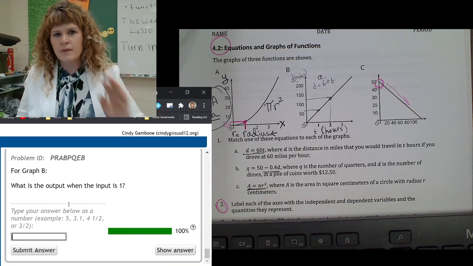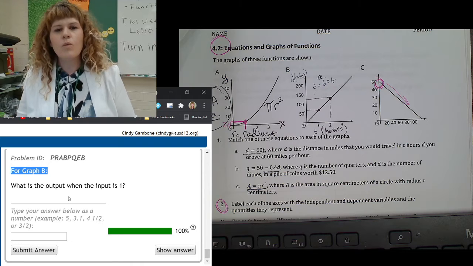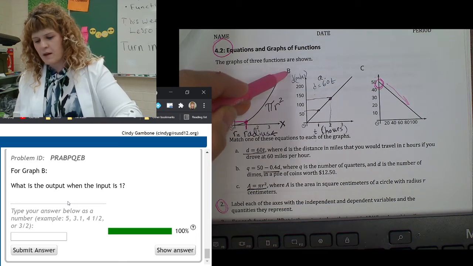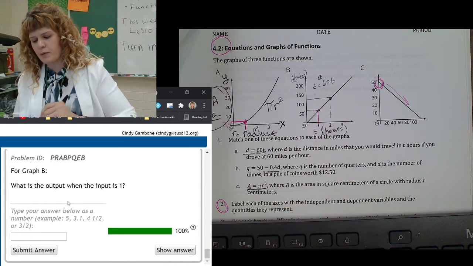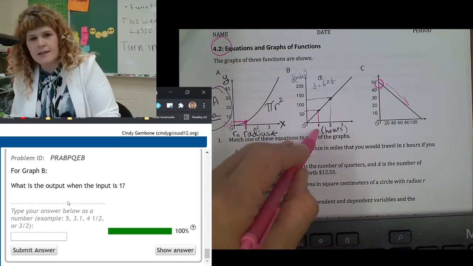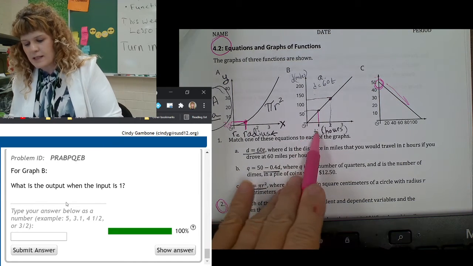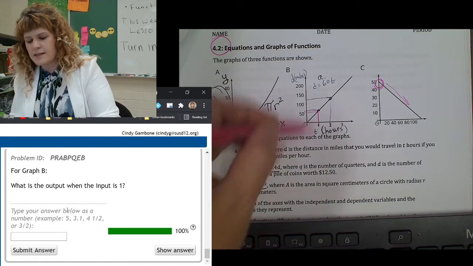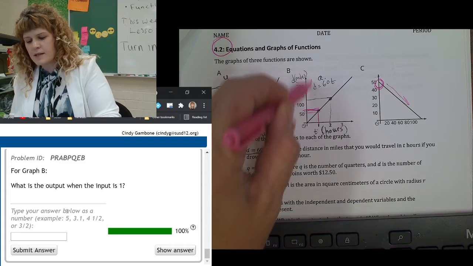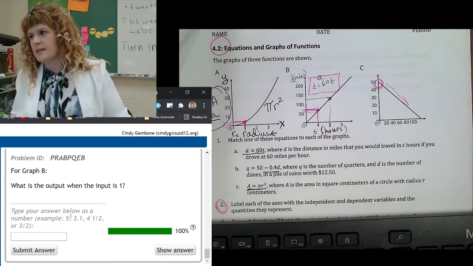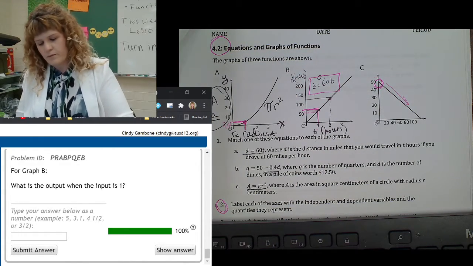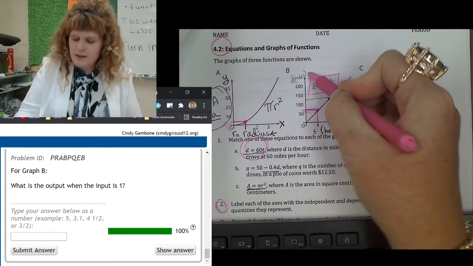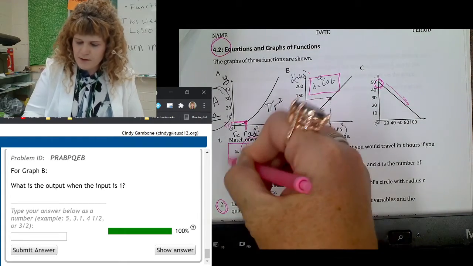Next problem. Okay, for graph B, what is the output when the input is 1? Look at graph B. What is the output when the input is 1? Remember, input is x-axis. So when t equals 1, that means we have driven a distance of 60 miles, because the equation is d equals 60t right here.